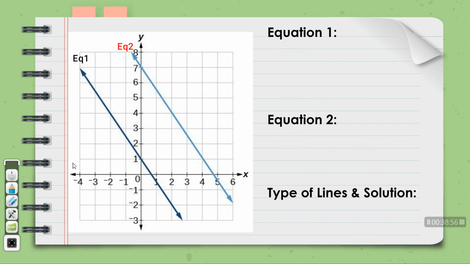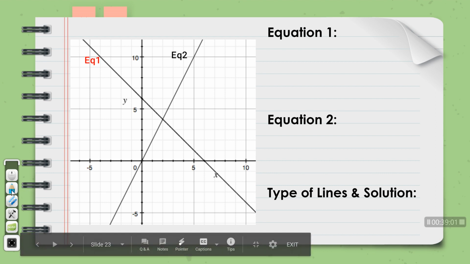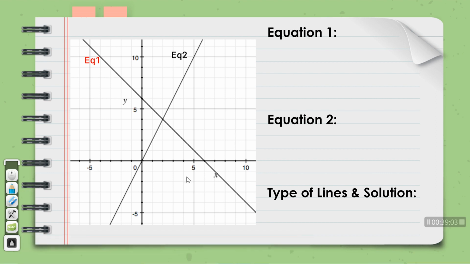Last one. What type of lines are these? What do we call this? Intersecting. So let's start with the first line up here. The y-intercept looks like 6. B equals 6. I want to find my slope. Looks like it's down 1, right 1, down 1, right 1. So that'd be negative 1 over 1. The equation would be y equals negative x plus 6.